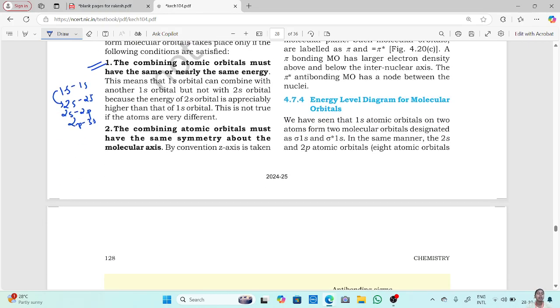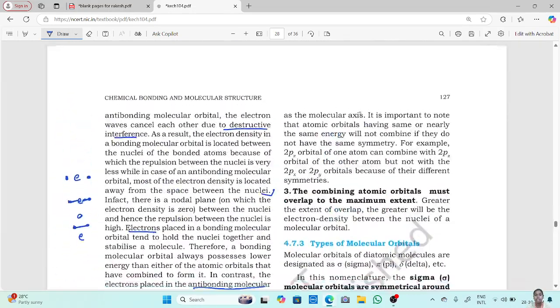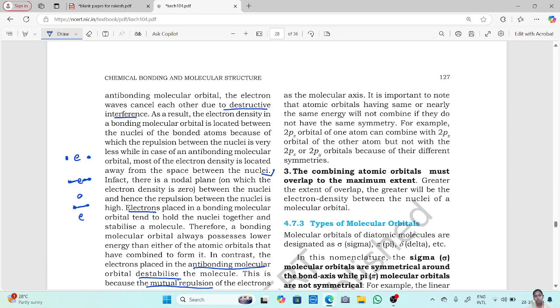Now, the second condition is that the combining atomic orbitals must have the same symmetry about the molecular axis. They should have the same symmetry. For example, by convention, the z-axis is taken as the molecular axis. So the z-axis is considered to be the molecular axis. It is important to note that atomic orbitals having the same or nearly the same energy will not combine if they do not have the same symmetry.